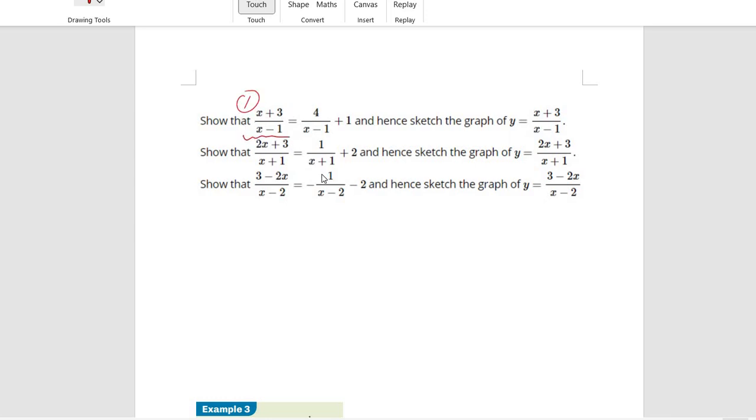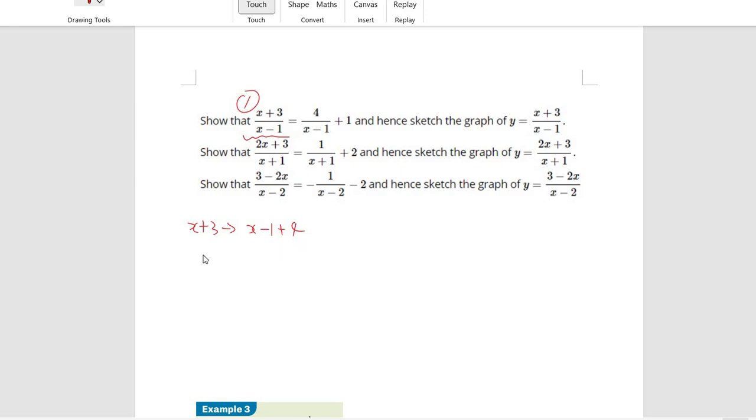x plus 3 over x minus 1. We need to first demonstrate that it's equivalent to 4 over x minus 1, plus 1. How would that be possible? I highly recommend at this stage that there are at least two different ways to do that. You can use long division if you like, or you can pull x plus 3 apart into x minus 1 and plus 4, right?